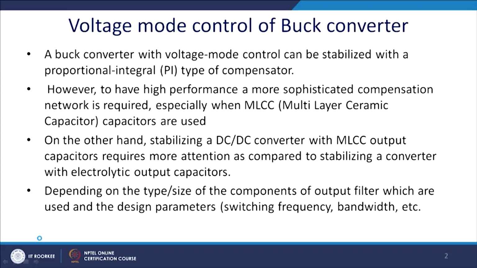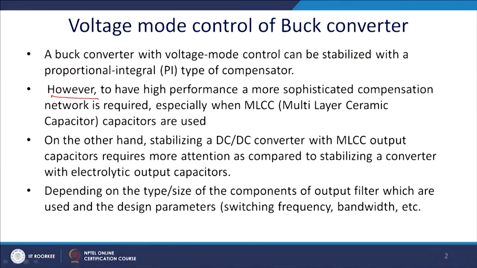So, essentially a buck converter with voltage mode control can be stabilized with the proportional and PI gain of the compensator, that we are familiar with. But the problem lies in that we require a few more aspects like short circuit protection and stability, which can be done better with current mode control.